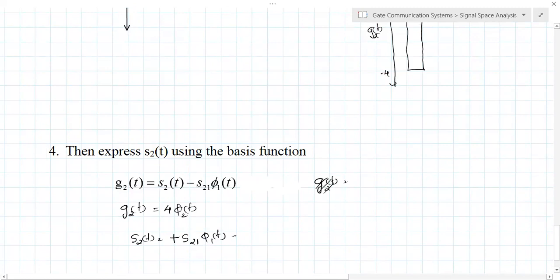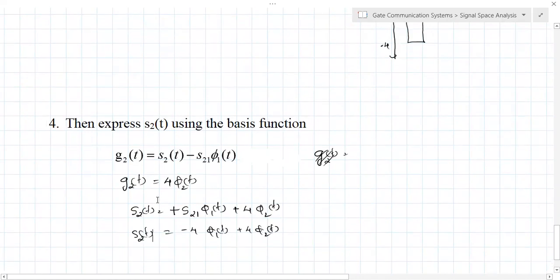Then g2 of t, you can write plus 4 phi 2 of t. And we know that S21 is minus 4. So minus 4 phi 1 of t plus 4 phi 2 of t. So we can see that S2 of t can be represented as a linear combination of phi 1 of t and phi 2 of t. So phi 2 of t is the second orthonormal basis function.